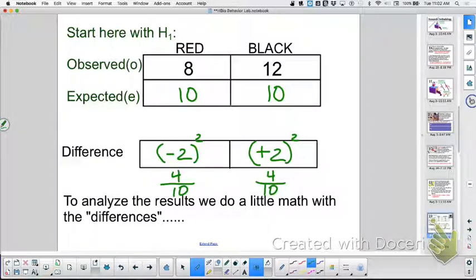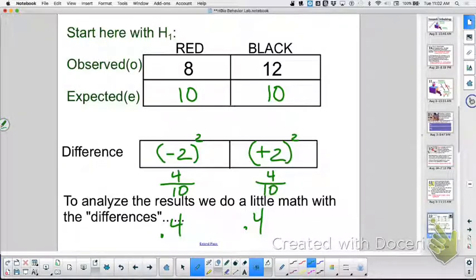Use your calculator if you need to. What is 4 divided by 10? 0.4. Do you agree with that? And this one is also 0.4. Okay? Now, let's just think what we've done so far.